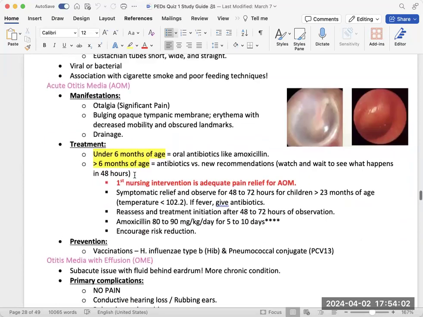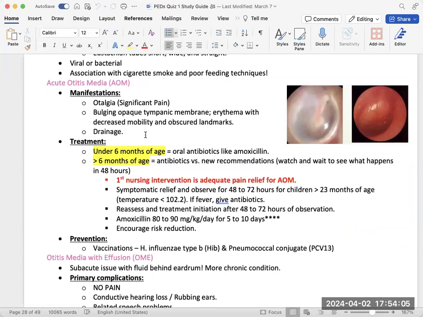So, acute otitis media, their manifestations include otalgia, I'm going to say it like that, which is really significant pain in the ear. And they're going to have a bulging, opaque tympanic membrane, which is kind of what you're seeing over here, with erythema or redness and decreased mobility and obscured landmarks. So basically you can't really see what's going on in the ear. You'll see this redness, this opaque tympanic membrane, like you see on the right, that redness that we were talking about, that bulging. And there's also going to be drainage. I would know these manifestations.